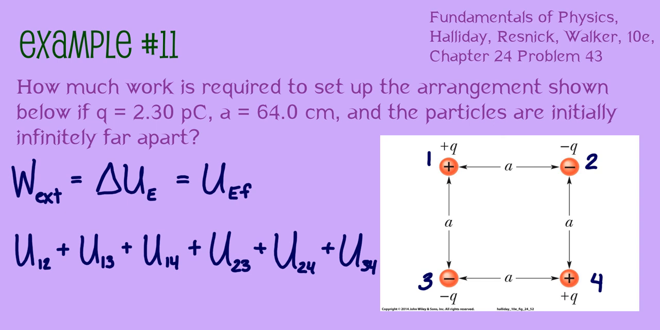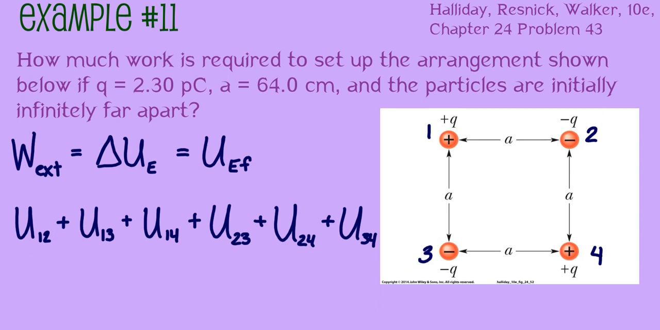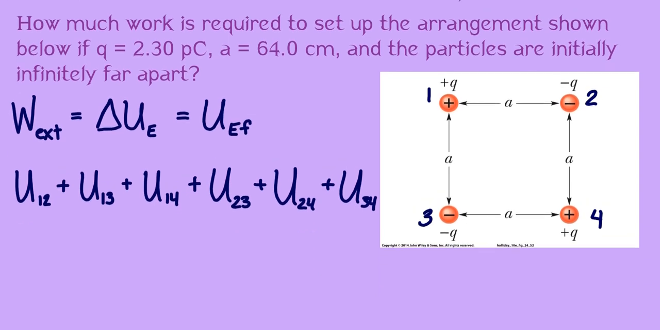This is a great example of where it's significantly easier to do this problem in variables before plugging in numbers. So what I'd like you to do to finish off and bring to class with you next time we meet is to write an expression for each of these potential energy pairs. I'll even start you off with the first one. Add them together and find a numeric answer for the amount of work that's done to set up the system.